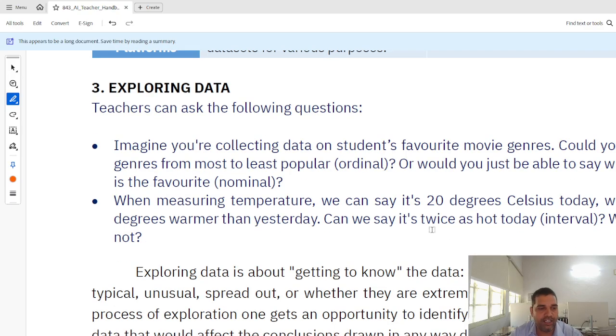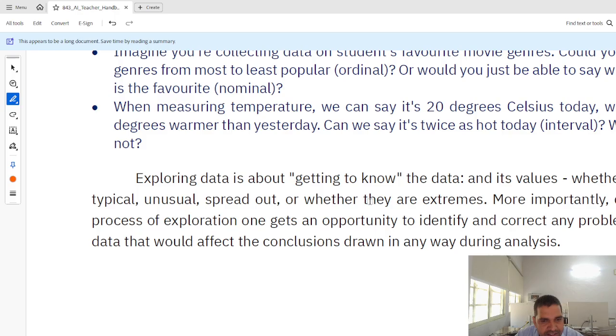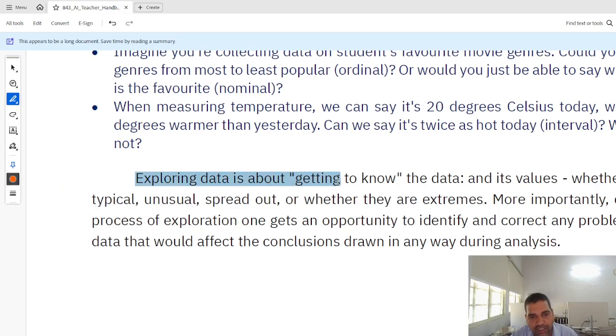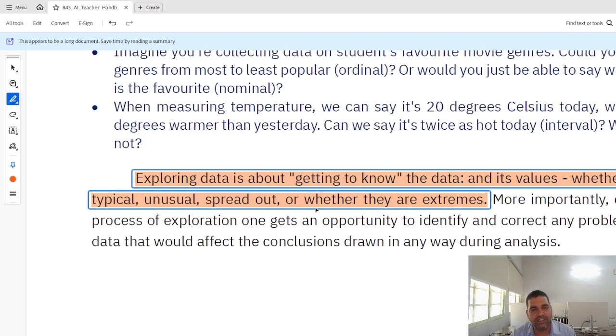Now, how do we explore the data? After collecting the data, we have to explore it. Explore means getting to know the data and its values, whether they are typical, unusual, spread out, whether they are extremes. So we have to find the information about the data by observing it. More important, during the process of evaluation, one gets an opportunity to identify and correct any problems in the data. Basically, in exploring we know the data and its values, whether they are typical, unusual, spread out. Basically, this helps us understand the variance, that is, how the data is spread from the median values or from the mean values.